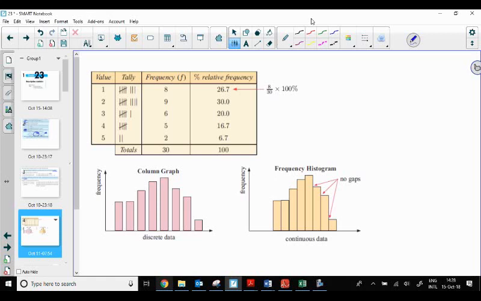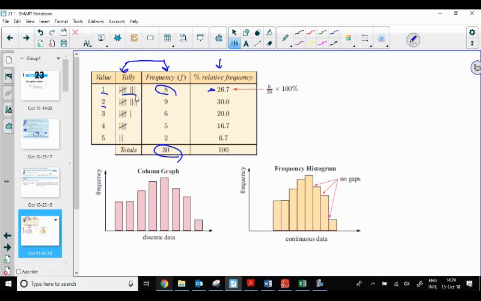So here up top, we've got a tally chart. It looks like there are 8 values of 1 in my data set. There are 9 values that are 2, 6 3s, 5 4s, and 2 5s. We can count up their frequency, which is really just a number as opposed to a tally. So these 2 columns are really saying the same thing. And then relative frequency is just the percentage of the total. So this is 8 out of 30. I guess that must be 26.7%.